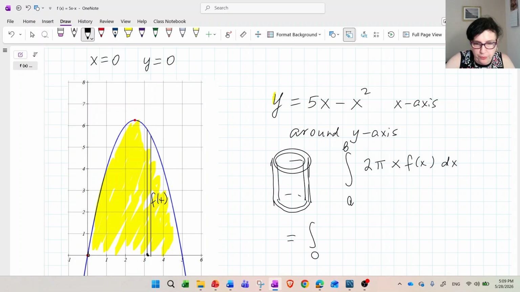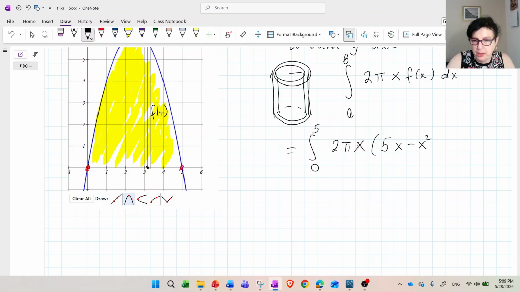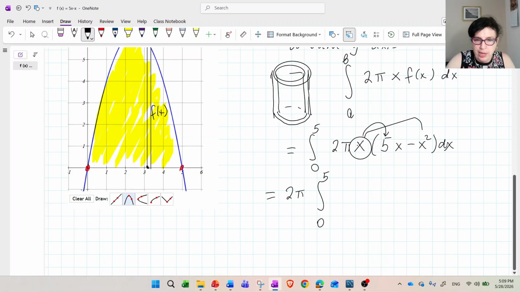We are going to start from 0 to 5, because that's how your x changes. Right here 0, right here 5. Then we're going to have 2 pi x, and our f of x was 5x minus x squared. Now in order to integrate this, first of all, I'm going to pull out the 2 pi. And second, this x has to be distributed to each term. So you're going to get 5x squared minus x cubed.